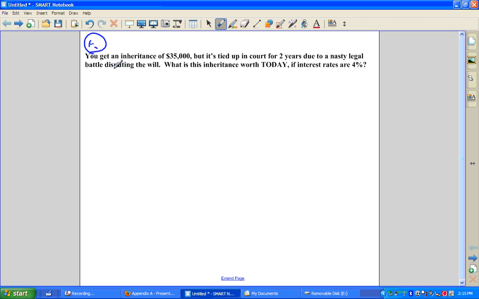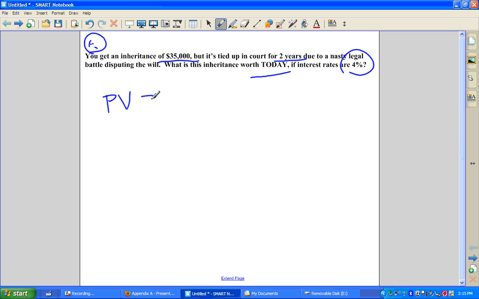Read that. First of all, you're going to get this dollar amount. It's tied up in court for 2 years, so you don't get it. What's it worth today, presently, if rates are 4%? So the setup is as important as the solution, folks. You want to make sure you do this setup, because if you get the answer wrong, you can't get partial credit for much unless you show me the setup.